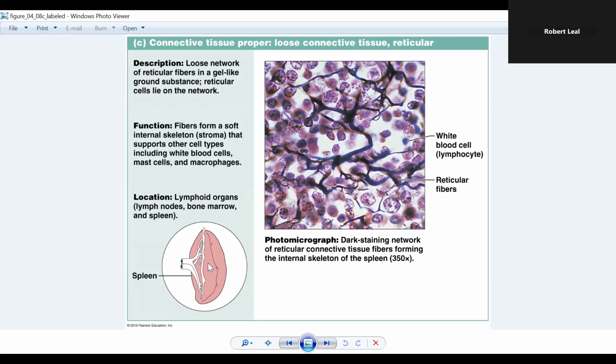And let me just bring out what's the function of your spleen. The function of your spleen here is to break down old red blood cells and also allow for white blood cells to proliferate, which means to copy themselves so you end up with more. Okay, so let me read the function here. Fibers form a soft internal skeleton that support other cell types. In other words, provides an ideal site for white blood cells to look for anything foreign.